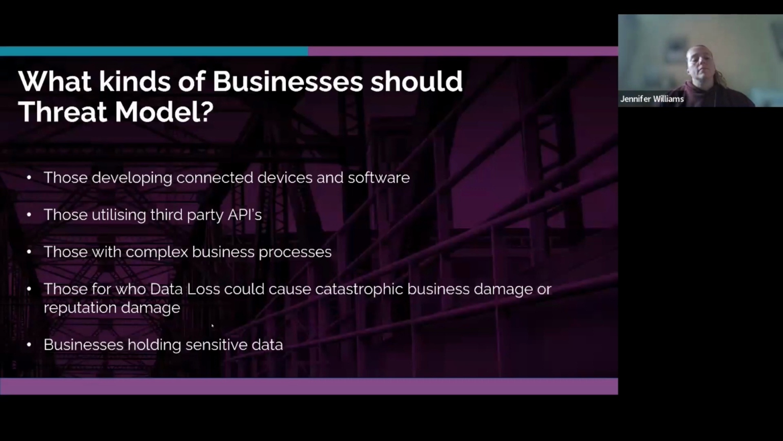So, what kind of businesses should threat model? If you are developing any IoT device or software, absolutely, threat modeling is something that you should consider earlier on in the production process. Also those utilizing third-party APIs, those with complex business processes, and again, as that bullet point says, those whose data loss could cause catastrophic business damage or reputation damage.